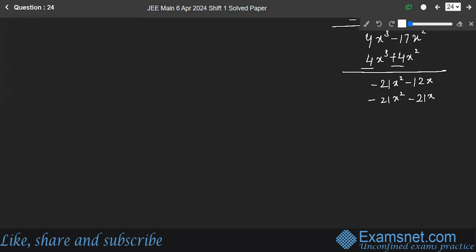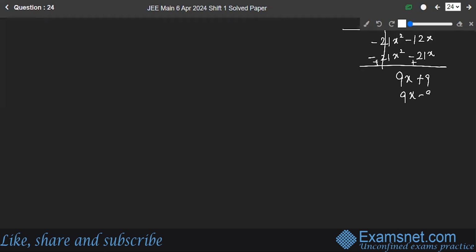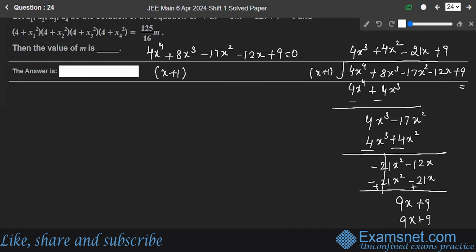This will give me plus and a plus. This will cancel, 9x. You will bring this 9 down, so plus 9 will be here. And you will have 9x plus 9, minus. This will give me a 0. So that means this equation can be written as x plus 1 into 4x cube plus 4x square minus 21x plus 9 is equal to 0.